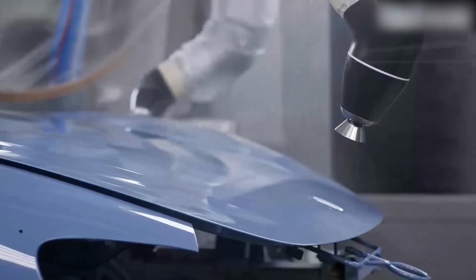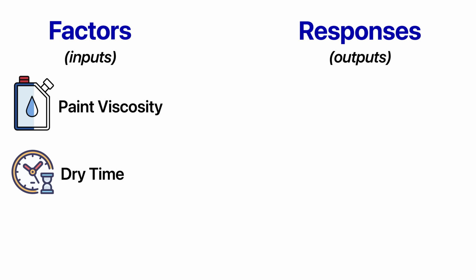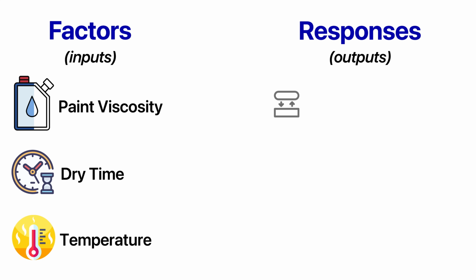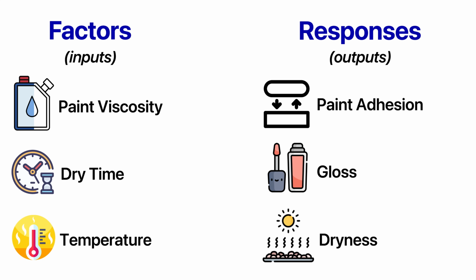Let's say we're manufacturing a car and wanted to optimize the paint application process. We can set up a DOE to evaluate what combination of factors like paint viscosity, dry time, and temperature, which are the inputs, will yield the optimal paint finish quality by measuring various criteria such as paint adhesion, gloss, and dryness, which are the outputs.